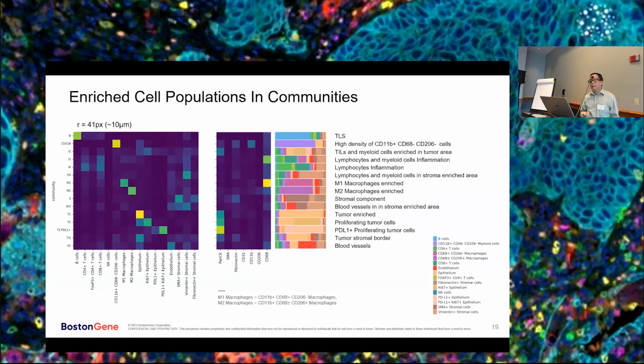For this heat map, we can show that within the different distinctive communities, we have different enriched cell types. For example, the most obvious is the tertiary lymphoid structure. We can see B cell presence with some other cell types, as summarized on the right. For macrophages, we have CD68, CD206, and other expression markers. For tumor, of course, you have pan-CK here.